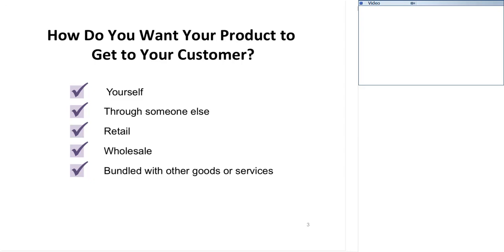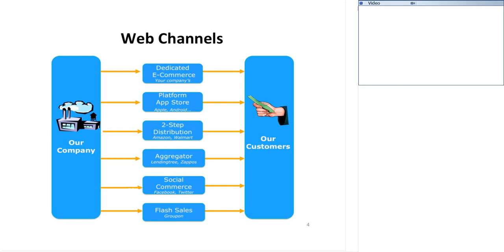Let's break down the web channels, because even here there's a lot of complexity. Starting at the top, you can do dedicated e-commerce. Set up your own website, sell directly to customers. You can sell through a platform app store, like the Apple App Store or Google Play. You can do two-step distribution. You can have Amazon.com warehouse your product, and Amazon sells it and ships it, but you put it in their warehouse. You can certainly do it through aggregators. Someone like Zappos sells shoes, and they get shoes from a lot of different companies and sell them directly to customers. Sell through social commerce, and kind of a newer one is flash sales like Groupon, really, and that bundles a whole bunch of different promotion mechanisms.